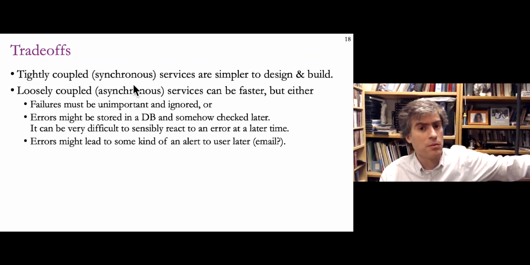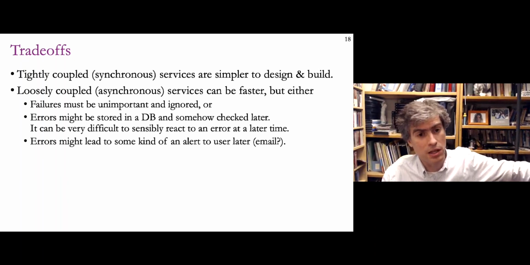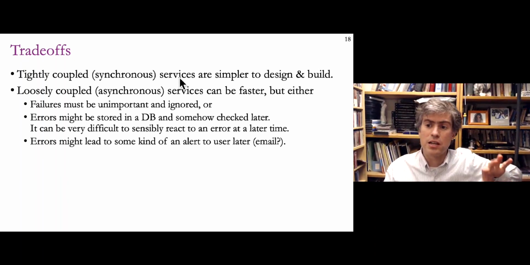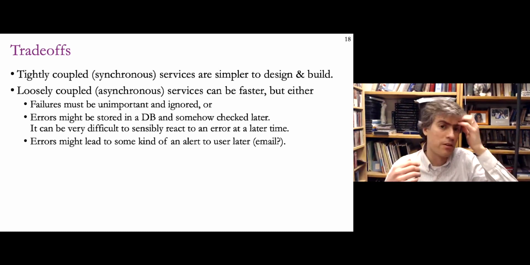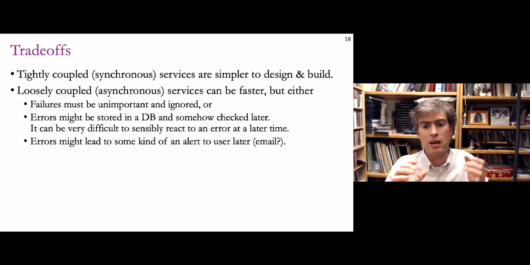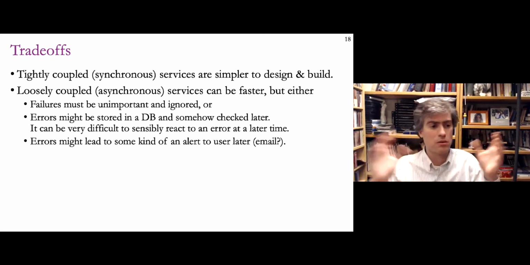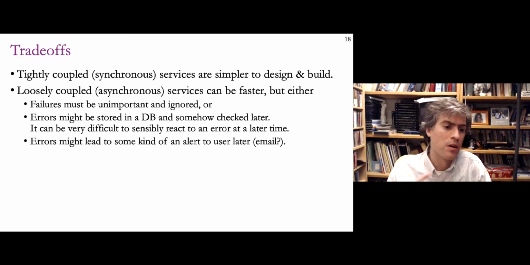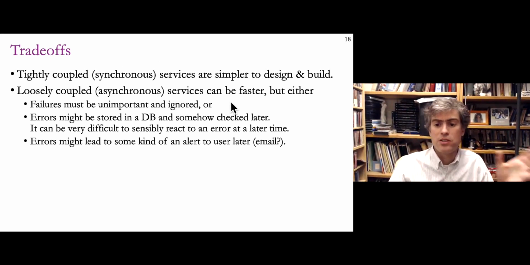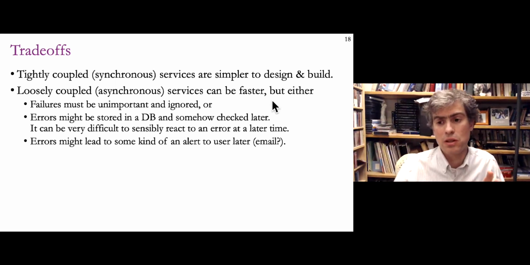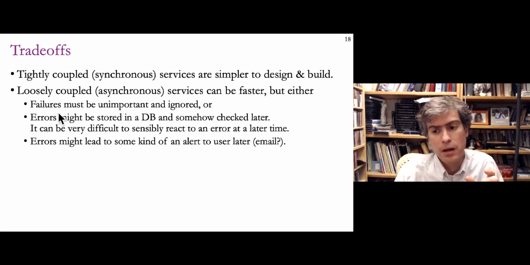All right. So we saw some trade-offs here between tightly coupled systems, which are synchronous systems, on the one hand. That's what we've been talking about so far in this class up until now. Those are simpler to design and build because there's no ambiguity about whether things succeed or fail. There's instant feedback when things fail, and we don't need to have queues at all. With loosely coupled asynchronous services, some of our operations can be faster because we're doing work in the background, but it makes it harder to give feedback.